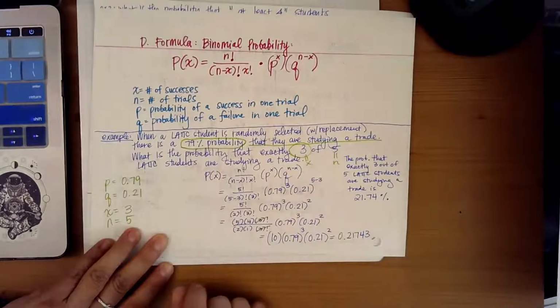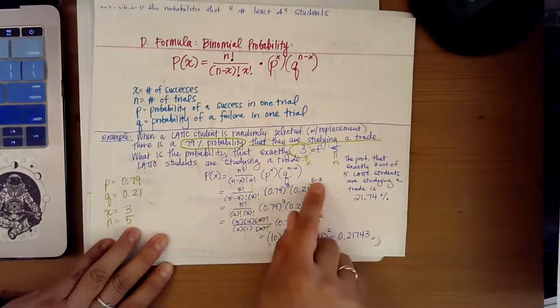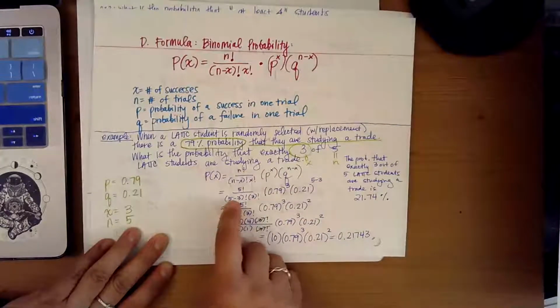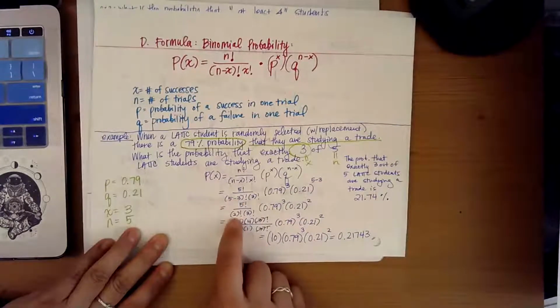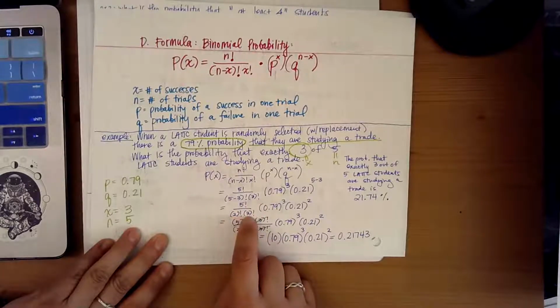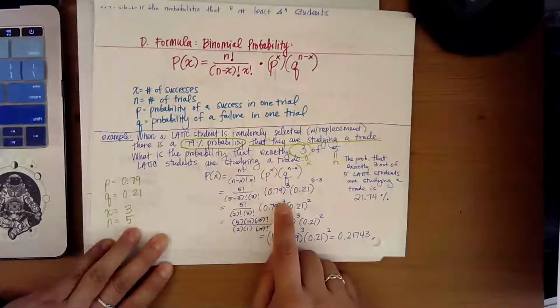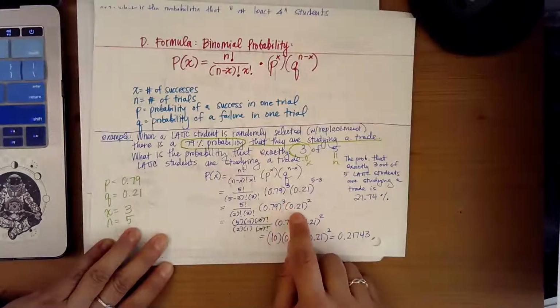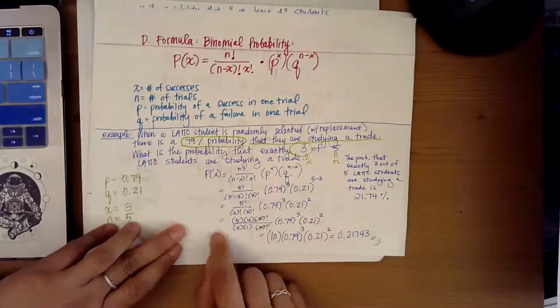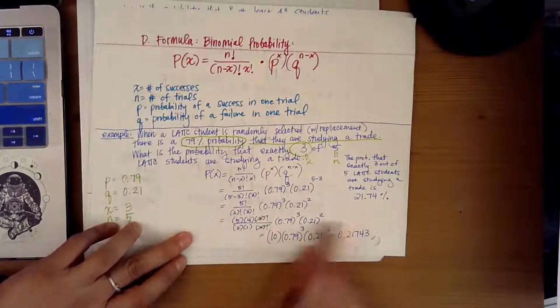So this simplifies to, wherever there was a simplifying part, I have to simplify. 5 minus 3 becomes 2 factorial. So 5 factorial divided by 2 factorial times 3 factorial is 0.79 to the third power times 0.21 to the second power. So again, come over and I simplify this.